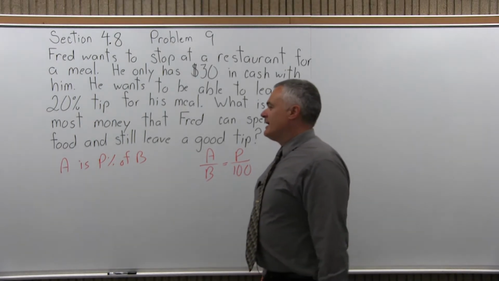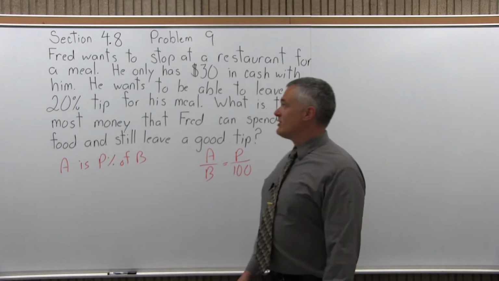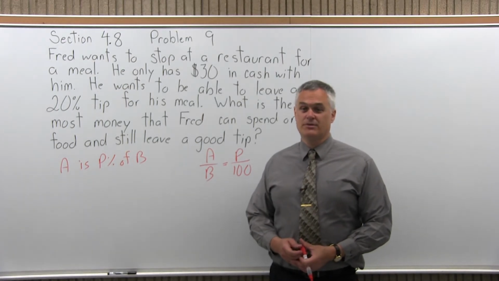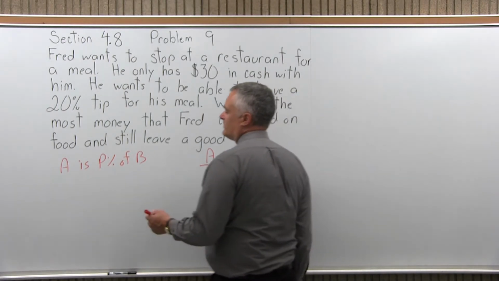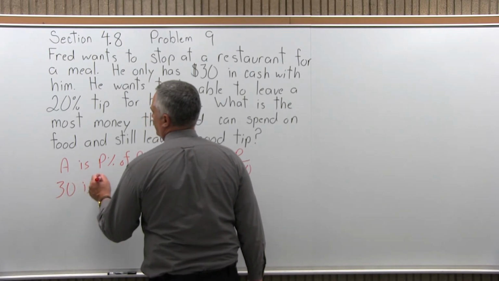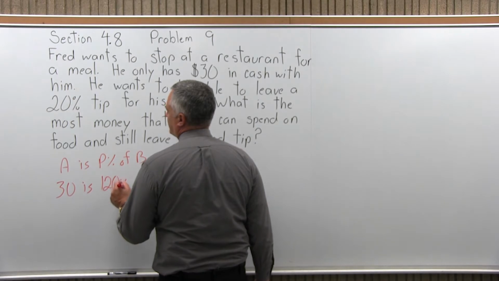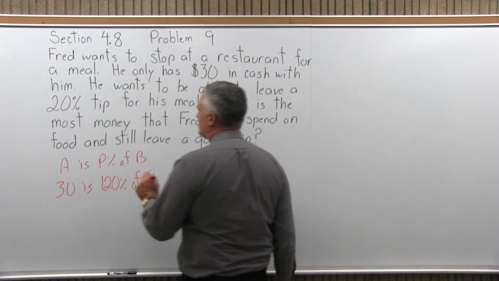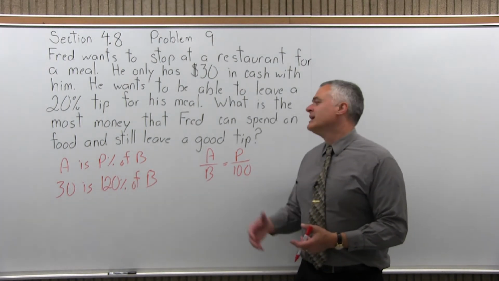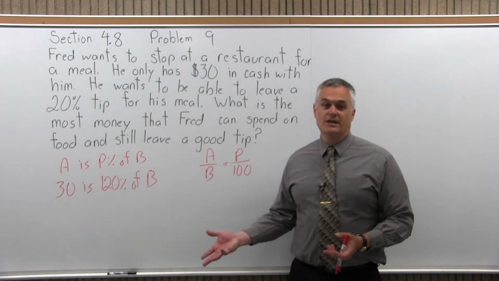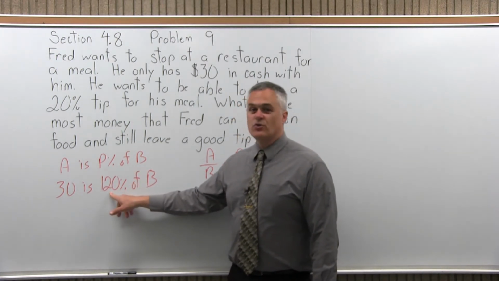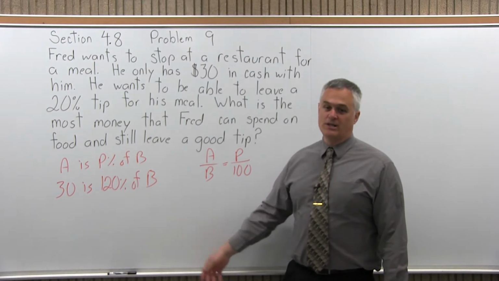Now, how do I make A is P% of B? So that $30 has to include the price of the meal plus the tip. So what it amounts to is that $30 that Fred has is 120% of B. This one's a little bit tricky. You have to realize, figuring that the meal is 100% of the cost and then another 20% for the tip. And then you can figure it out. So the 30 that he has is 120% of what the meal will cost.